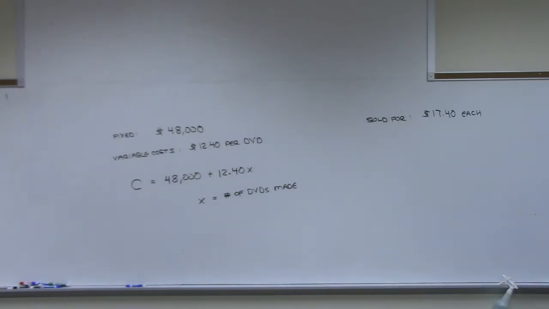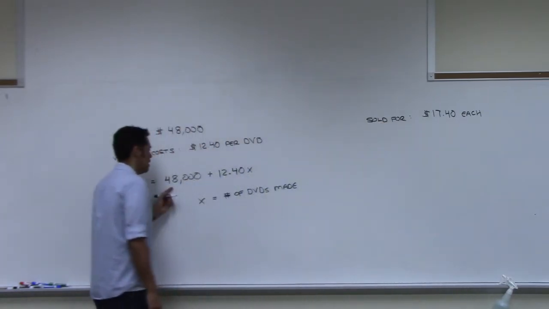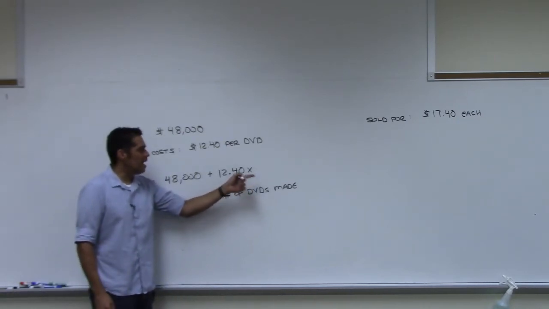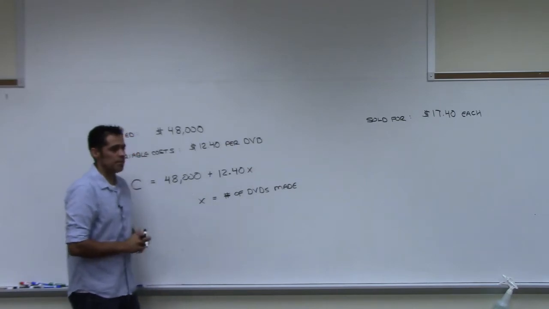So if they make no DVDs, it's going to cost them $48,000. If they make one DVD, it's going to be $48,012.40, right? So you just keep adjusting this X depending on how many you make, right? That's our cost.